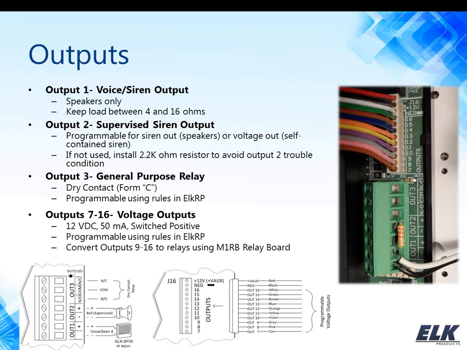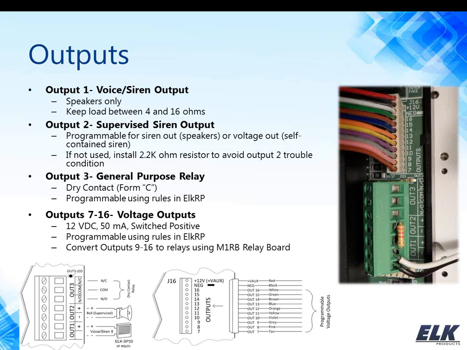The next output is output 2. It's a supervised output, and you can see here on the picture that we're not using it, but we have put that regular zone resistor across it. Since it is supervised, if you don't put that, as soon as you fire up the panel, you're going to start seeing output 2 trouble across the keypad.